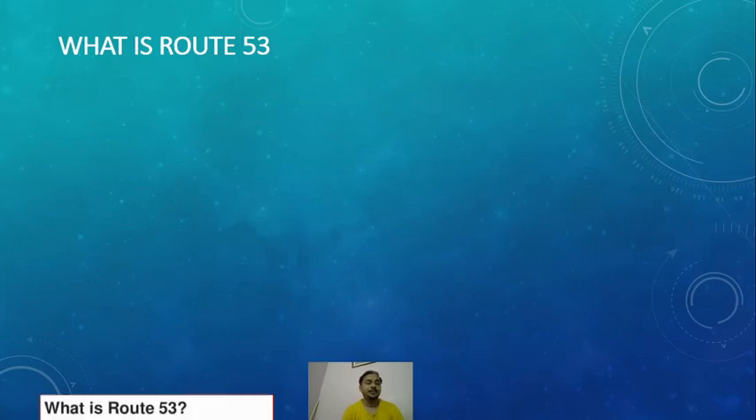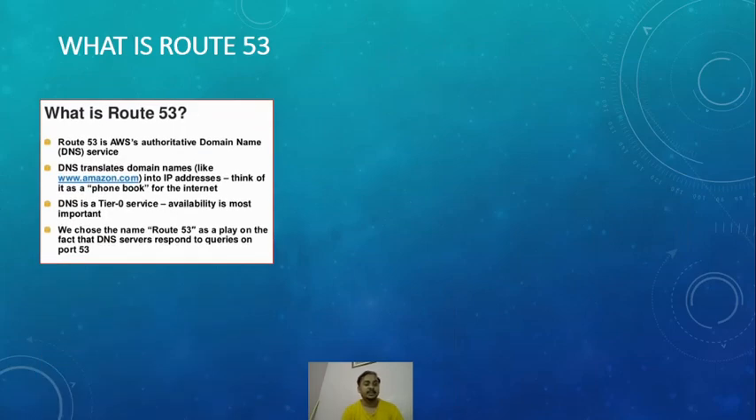Let's move to the next slide then. So let's come to the basic topic, what is Route 53. The DNS port number is 53, so the service AWS calls Route 53. Route 53 is Amazon AWS's DNS service, domain name service, where you can have your routing policy.